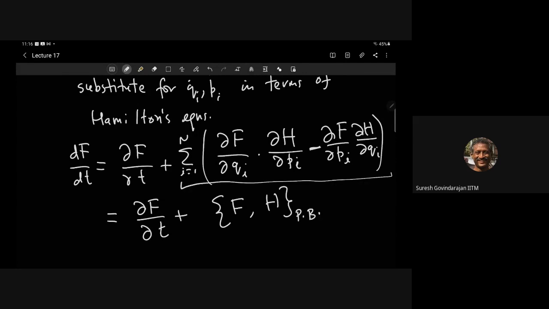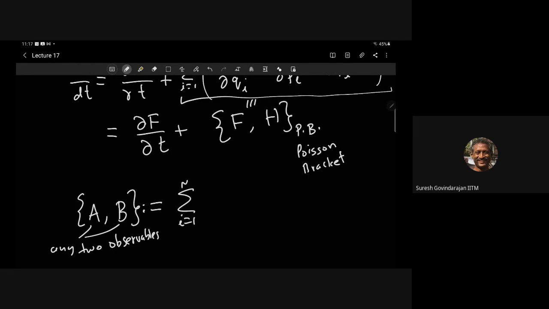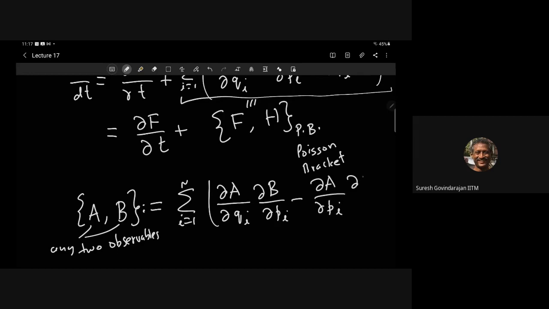So this whole object we will define as follows, and PB stands for Poisson bracket. You can define this for any two observables A and B, any two. I won't keep writing the Poisson bracket subscript. These are functions on some 2n dimensional phase space. So this turns out to be the Poisson bracket of F with the Hamiltonian. That's a special case of the Poisson bracket.